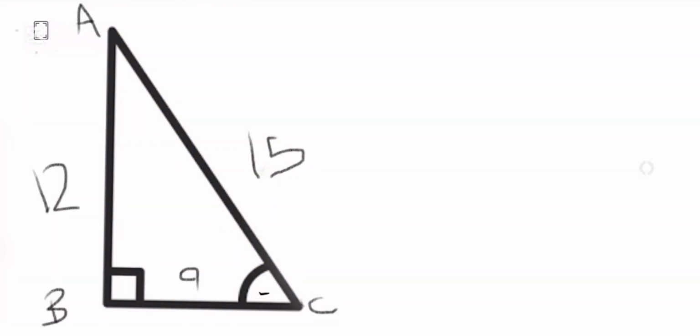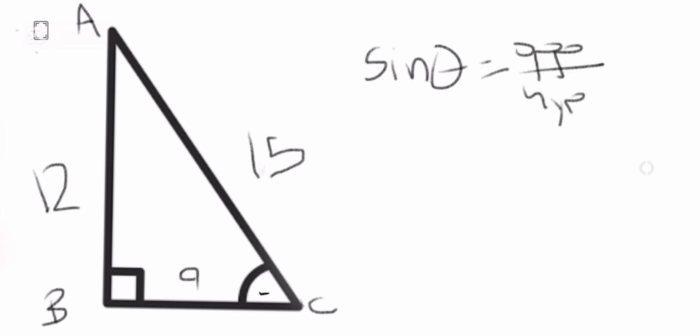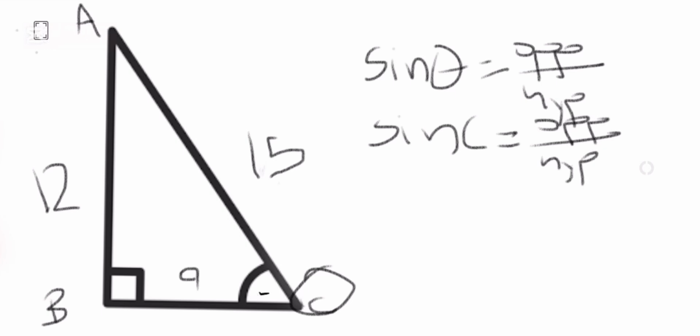Let's find the following trig ratios. First, we have a right triangle here, and we want to find sine of C. So let's use the formula for sine: sine theta equals opposite over hypotenuse. First we can replace theta with C, because that's the angle of interest. So sine C equals opposite over hypotenuse.